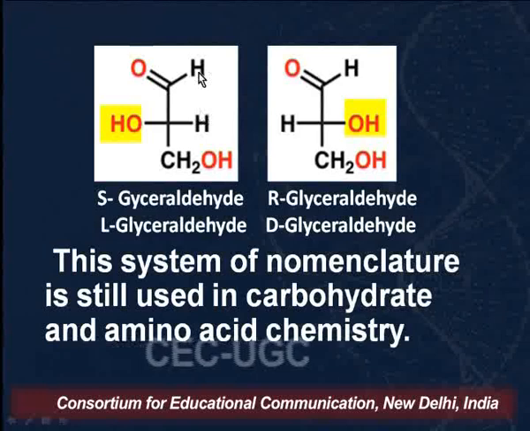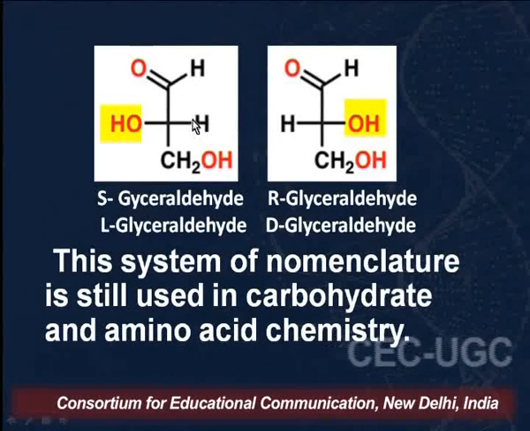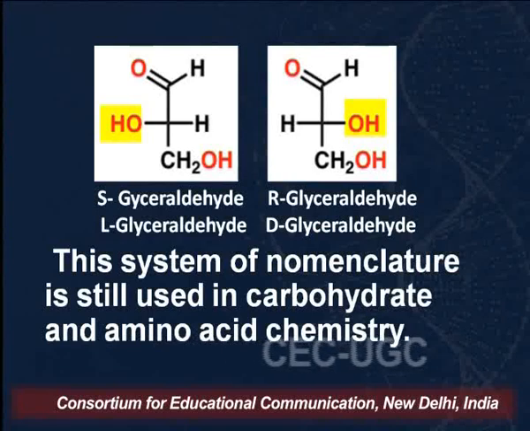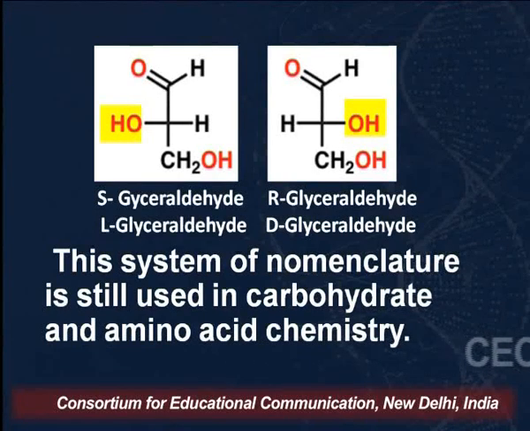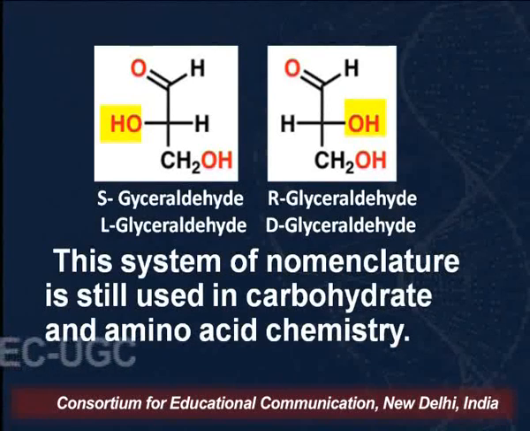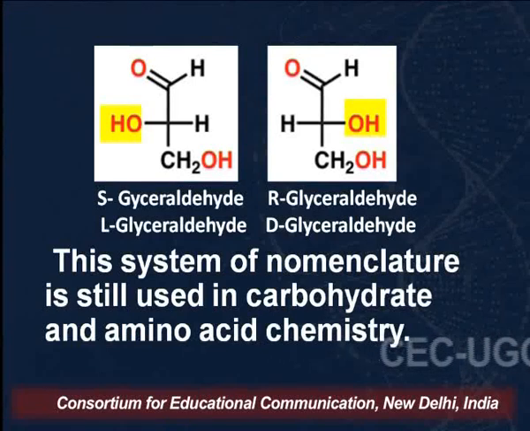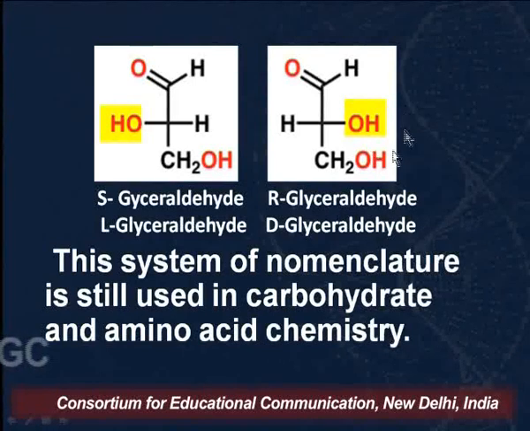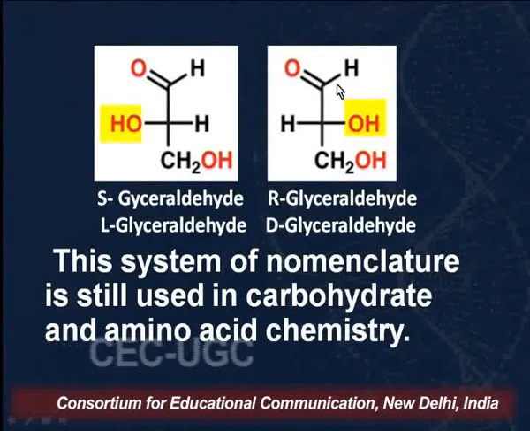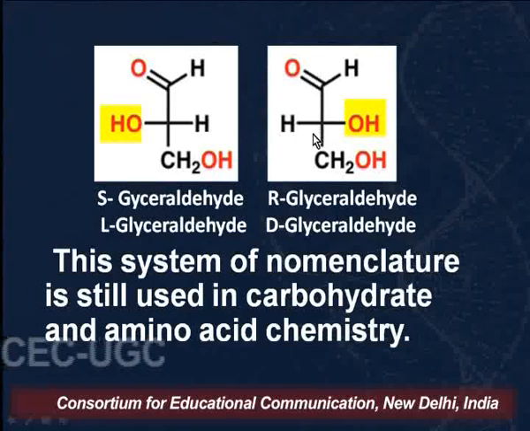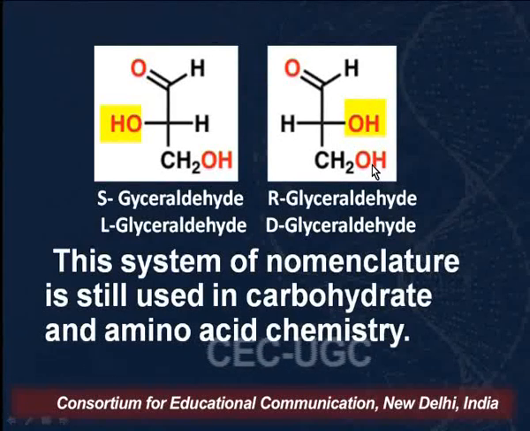And he found that this molecule was levorotatory. When he drew the structure of the molecule which was levorotatory, he found that the OH was on the left hand side, so he assigned it configuration capital L. L was derived from the word levo, which means left. Similarly, the other molecule of glyceraldehyde was dextrorotatory, and in this the OH was on the right hand side. Dextro means right, so he assigned this molecule configuration capital D.